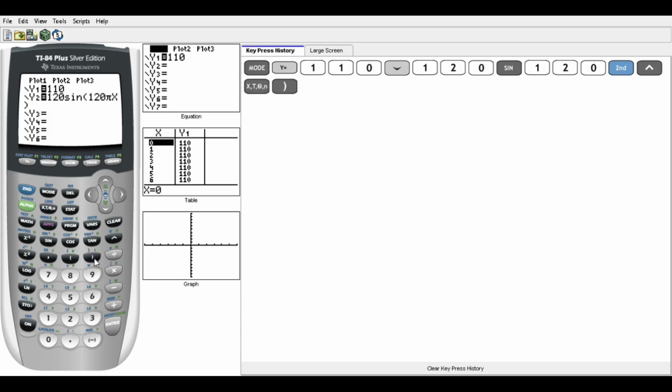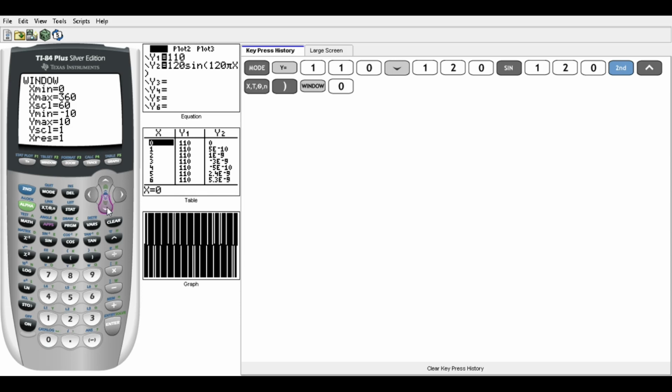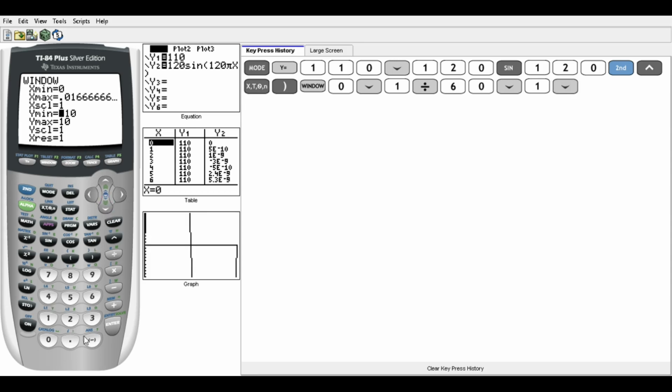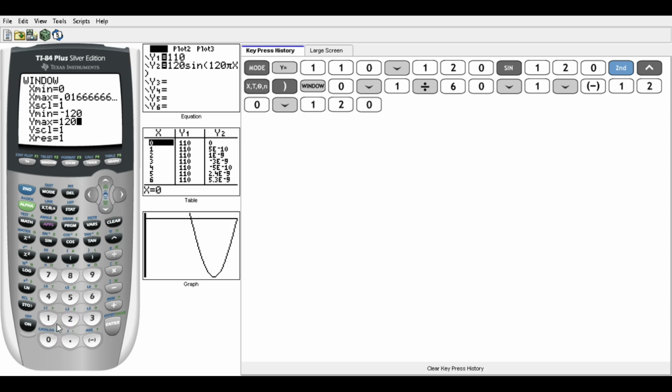Now I'm going to change my window so that I only see one period, or one cycle. So I need x minimum to be 0 and x maximum to be 1 over 60. And I'll just put my x scale as 1. The y minimum I could put as negative 120, and the y maximum positive 120, and a y scale of 10. Let's look at the graph.